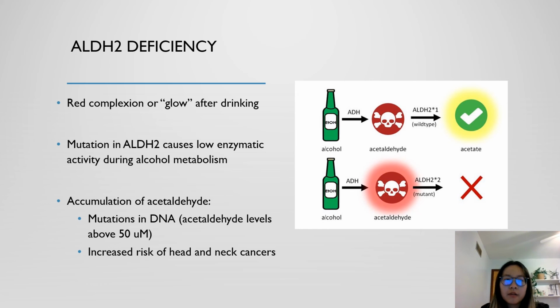Some people will have ALDH2 deficiency, characterized by a red complexion or glow after drinking alcohol. And this is actually a genetic mutation in ALDH2 that causes extremely low enzymatic activity during alcohol metabolism, as low as 4% compared to normal enzymes. So because ALDH2 catalyzes the reaction of acetaldehyde to acetate, this can lead to an accumulation of acetaldehyde, which can be very toxic to cells.